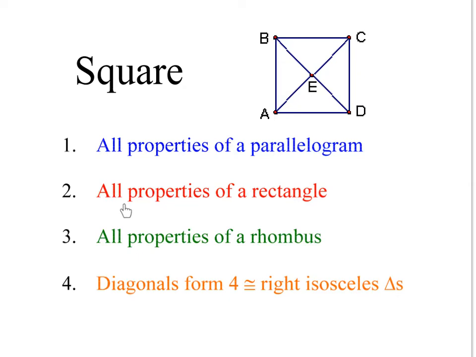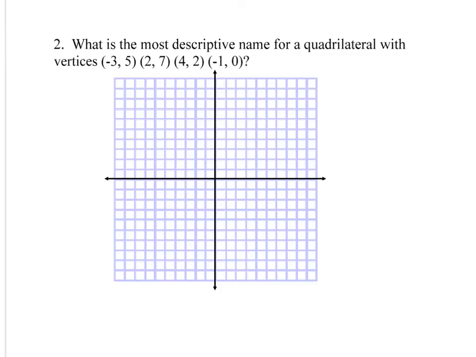So all the properties of a rectangle apply, all the properties of a rhombus apply, and because the rhombus and the rectangle are both parallelograms, all the properties of parallelograms apply. A square is pretty special, okay? And not that this is terribly important, but the diagonals form four congruent right isosceles triangles. So this triangle is congruent to this triangle, congruent to this triangle, congruent to that triangle.